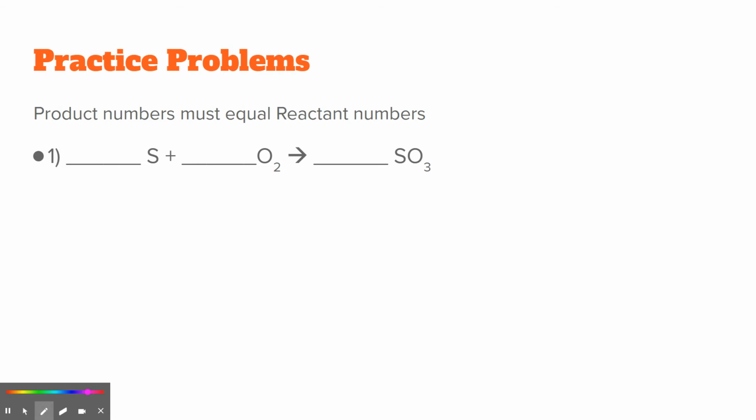And now we're going to start doing our practice problems. Remember, according to the law of conservation of mass, there have to be just as many of one element on the right side as the left side and vice versa.